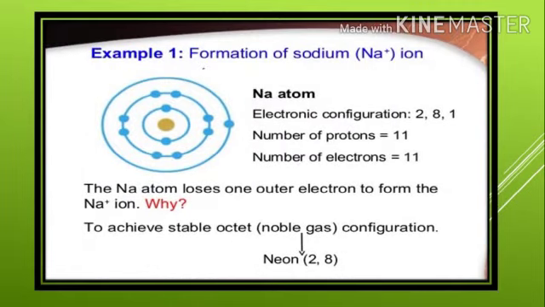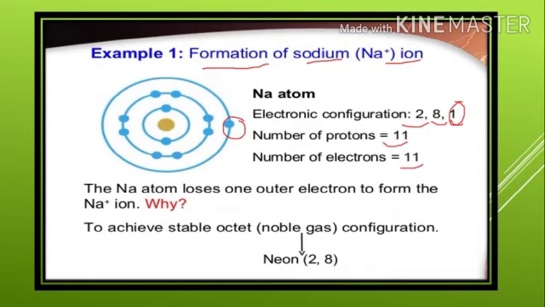Now, let's discuss the formation of sodium ion. The atomic number of sodium is 11 and one atom of sodium contains 11 protons and 11 electrons. And look at the electronic configuration of sodium atom, which is 2, 8 and 1. We find that sodium atom has one electron in its outermost shell.